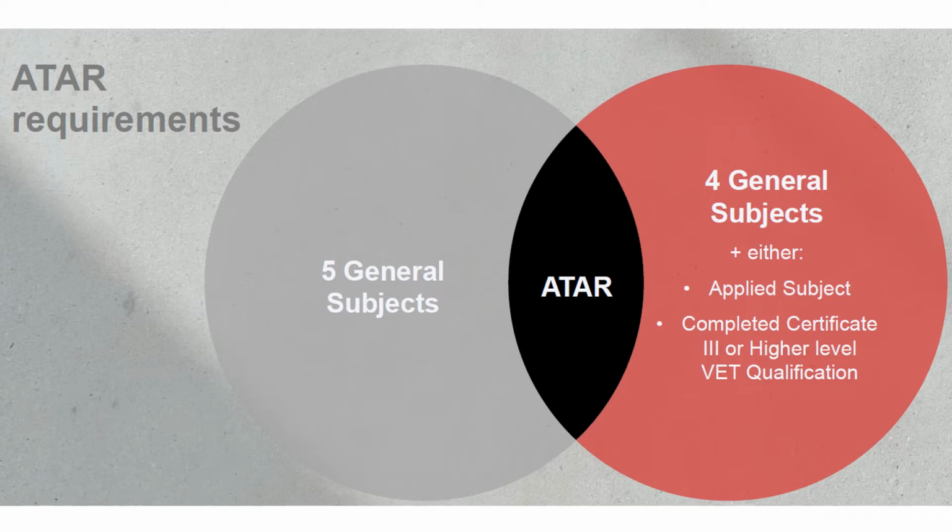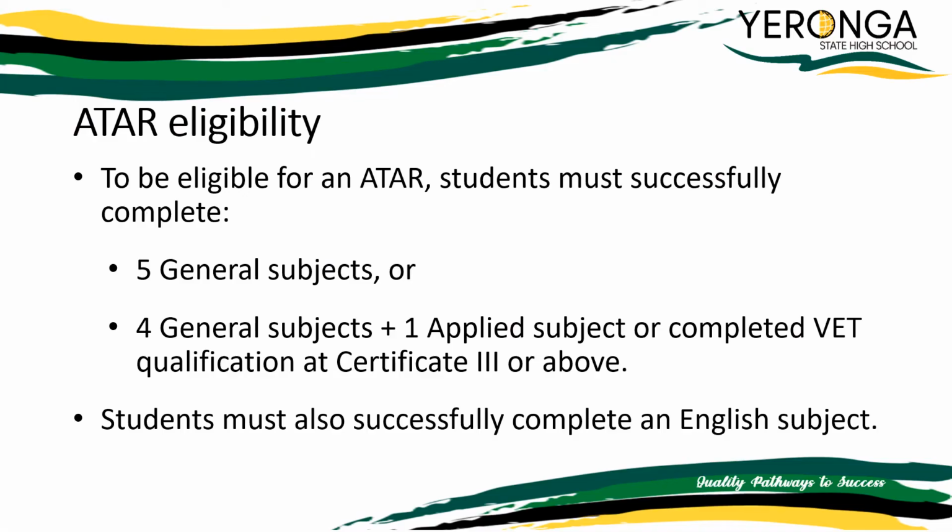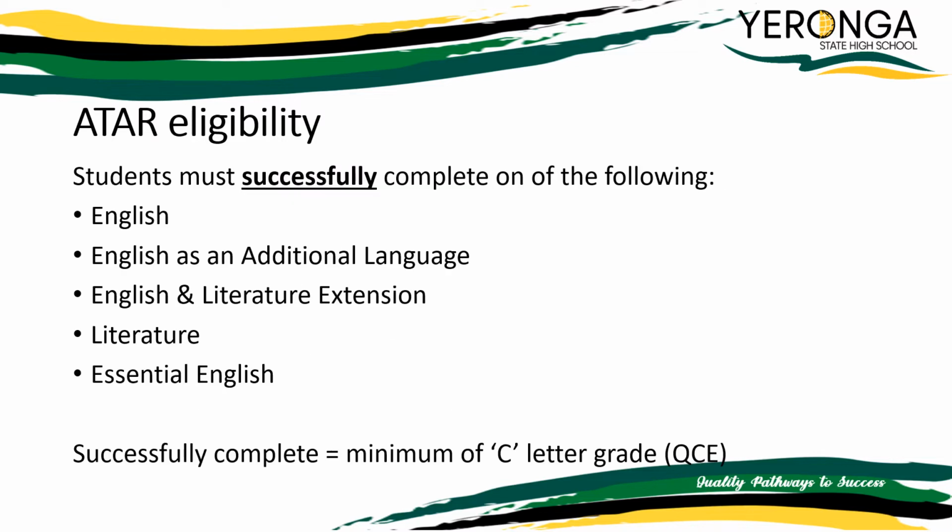So to be ATAR eligible, students must study 5 general subjects, or 4 general subjects and 1 applied subject, or 1 completed Certificate 3 or higher level VET qualification. In addition to this, students must also successfully complete an English subject. The English subject can be English, English as an Additional Language, English and Literature Extension, Literature, and Essential English. They must successfully complete English to a minimum of a C letter grade.